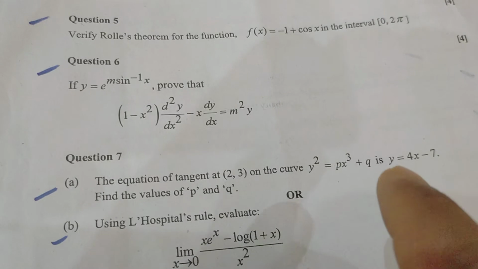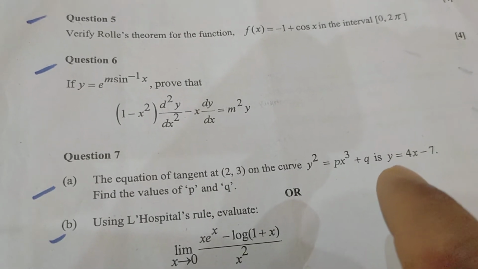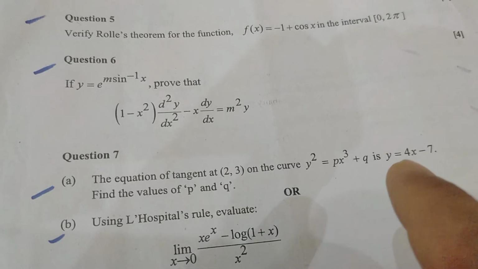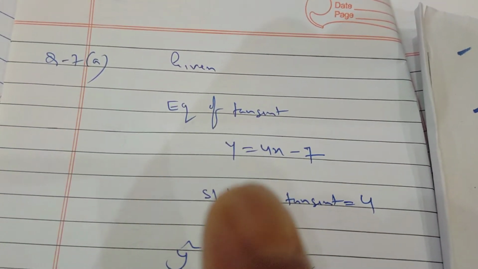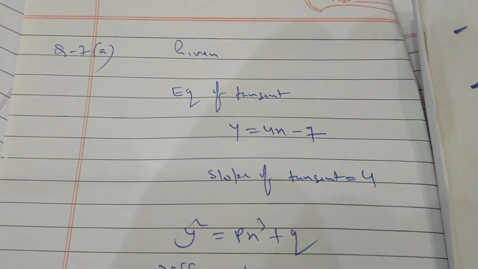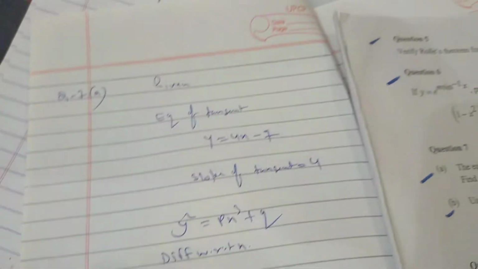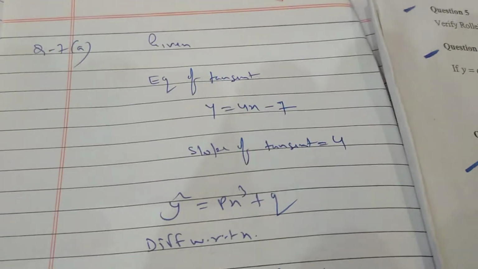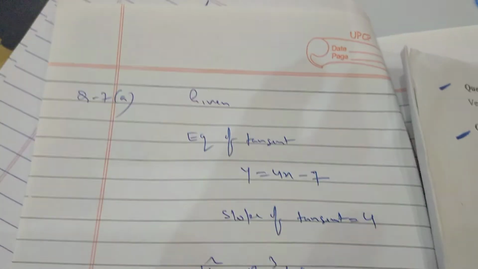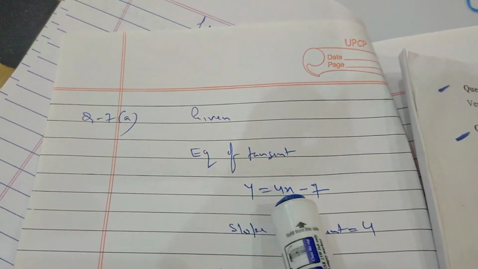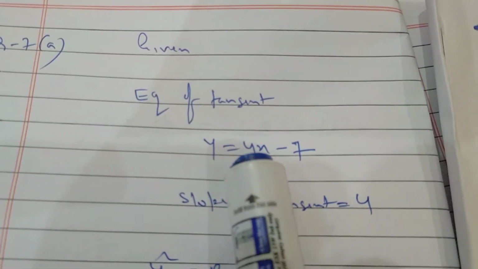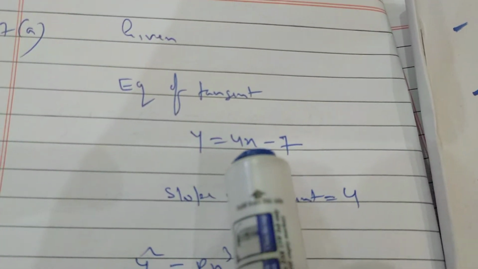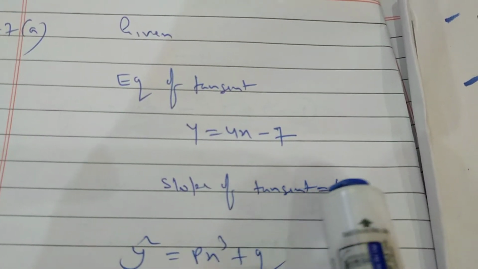Student, in this question, y is equal to 4x minus 7 is basically the equation of the tangent. So we'll compare this equation with y is equal to mx plus c, and we'll get the slope of this tangent. See how I have solved this question for you. The equation of the tangent is already given: 4x minus 7. If you compare this equation with y is equal to mx plus c, your slope is basically the coefficient of x, so therefore the slope of the tangent is 4.